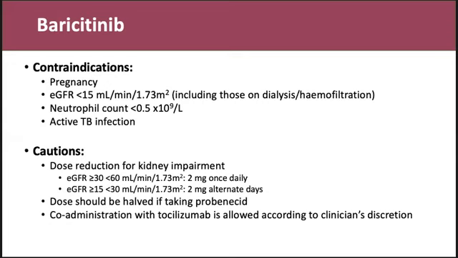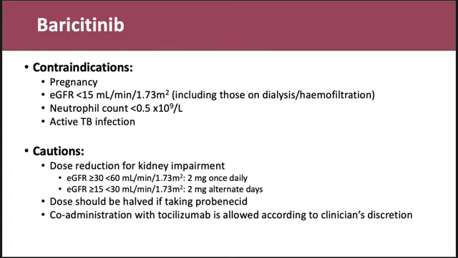The main contraindications of baricitinib include pregnancy, an eGFR of less than 15, including those on dialysis or hemofiltration, a neutrophil count of less than 0.5, and current active tuberculosis infection. All women of childbearing potential entering RECOVERY should have a pregnancy test. If they refuse this or it is not available, they should not be entered into the baricitinib comparison.